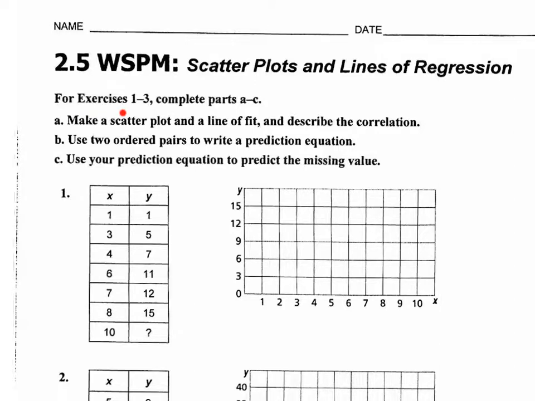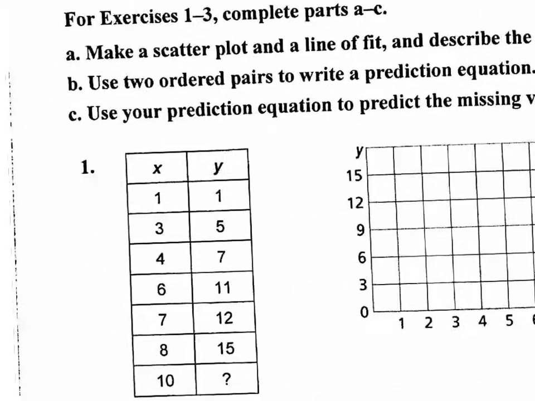So part A says to make a scatter plot. A scatter plot is simply taking the coordinates that they give you and plotting them on the XY plane. Now, what coordinates you're thinking? Well, this is an XY table, and an XY table is an input-output table, and it's also a set of coordinates, all right?